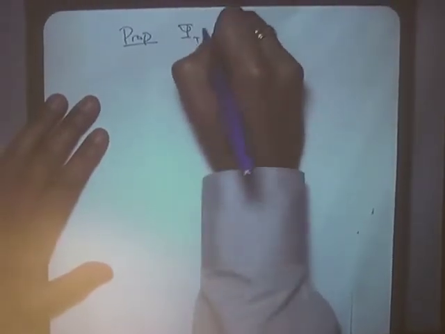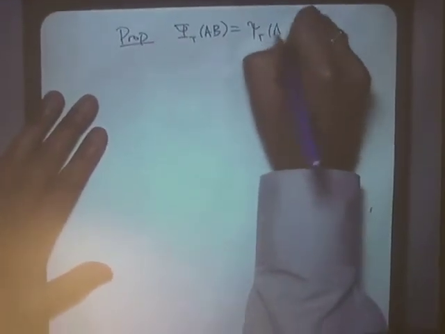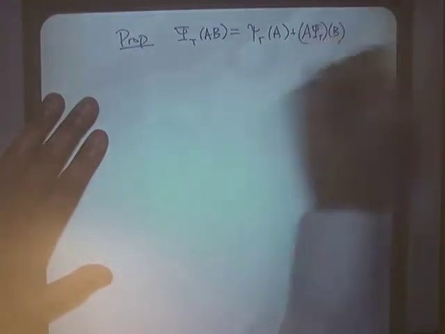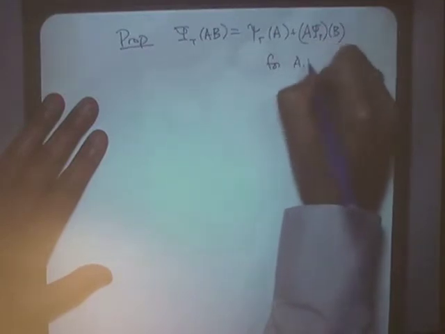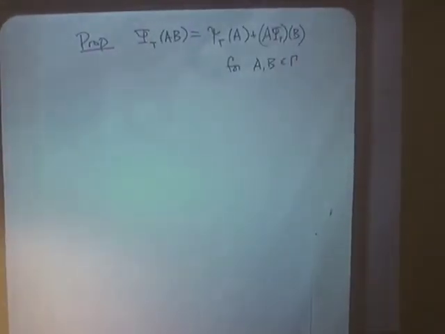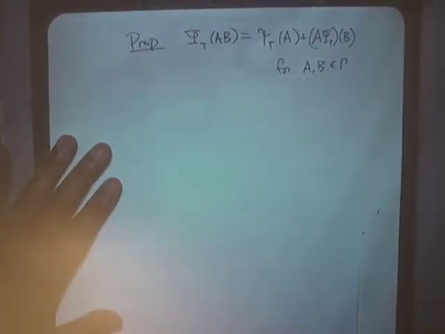is that psi tau of AB, if you calculate it, is equal to psi tau of A plus A psi tau of B. Okay, so for A, B in gamma. Okay, and that's a little calculation you can do. That's pretty simple. And this explains why we need this definition. This is the definition you need to make this proposition true. So what is this? This is exactly the cocycle property.